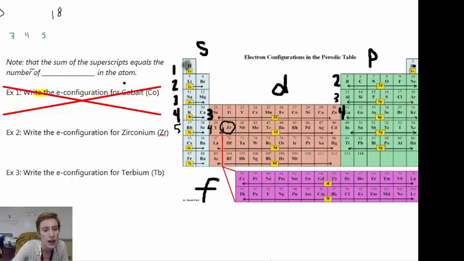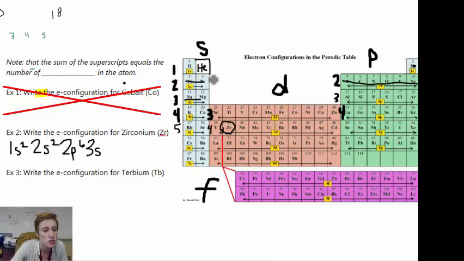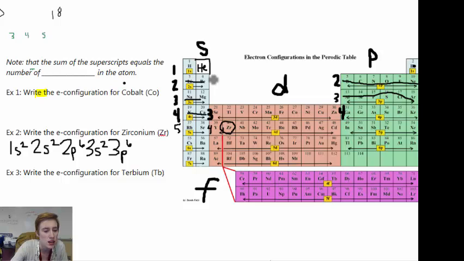It starts at 1s, and remember we kind of pretend that helium is right over here because it's also in the S block. So this is 1s2, and then it fills up the 2s2 next. And then if I go all the way across, it fills up the 2p's all the way to 6, so 2p6. And then it fills up the 3s's, so 3s2. Then it fills up the 3p's all the way to 6, so 3p6. Then it fills up the 4s's, so 4s2.